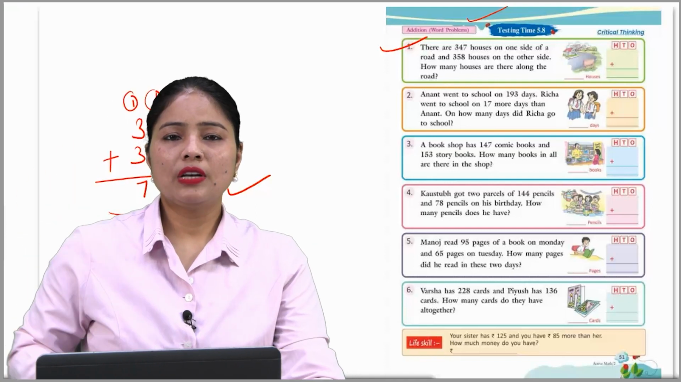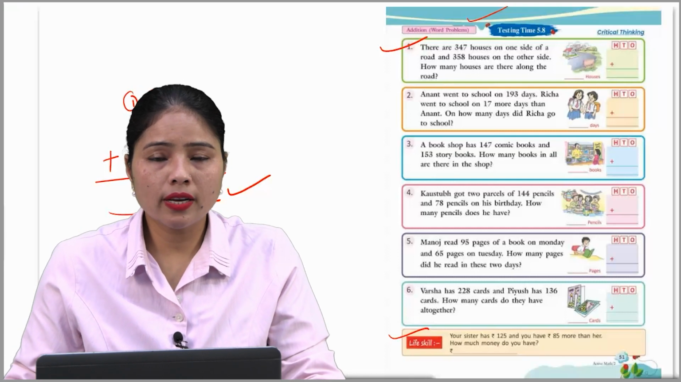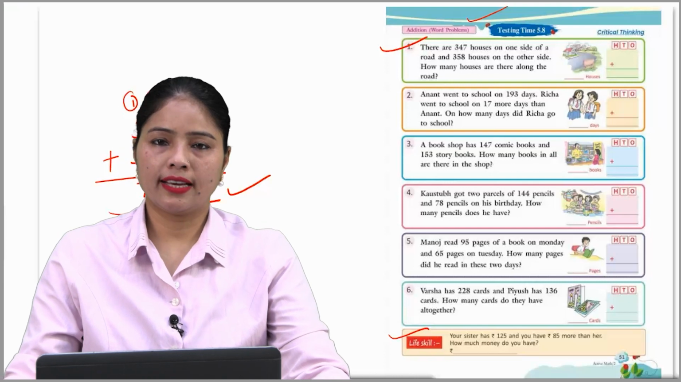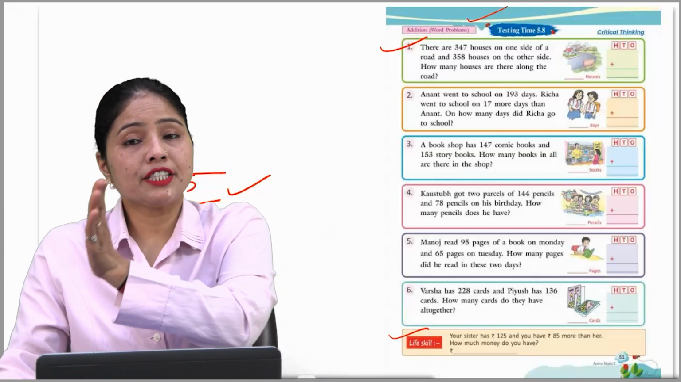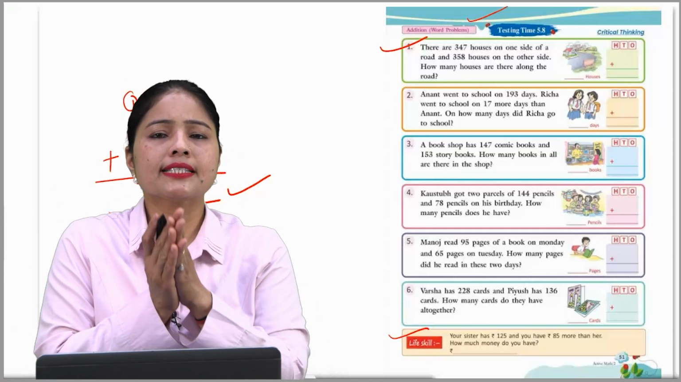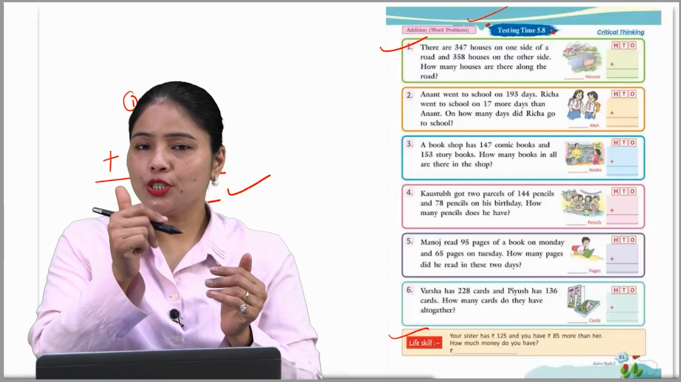So now life skill. Your sister has 125 rupees and you have 85 rupees more than her. आपकी बहन के पास 125 है और आपके पास उससे 85 ज़्यादा है. How much money do you have? अब आपके पास कितने हो गए? Clearly it's the addition sum. So just do it yourselves beta.